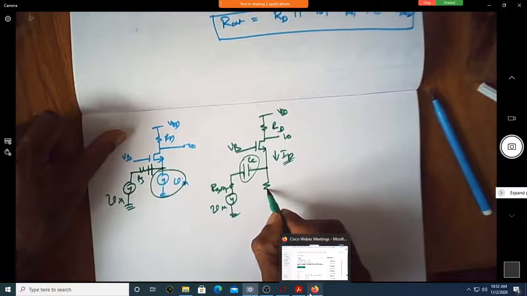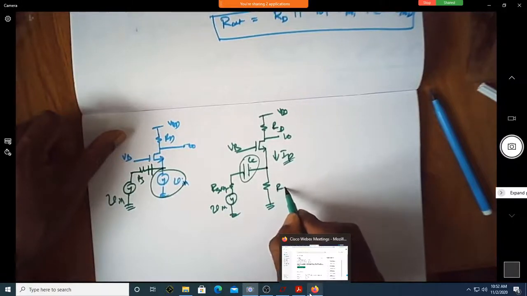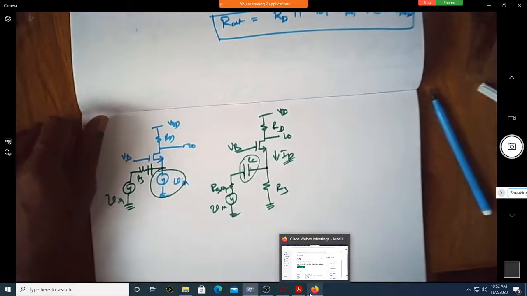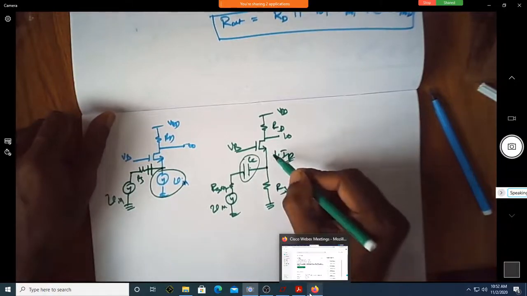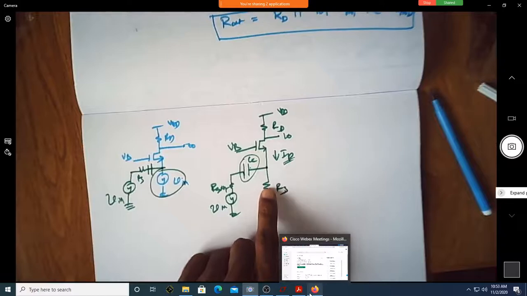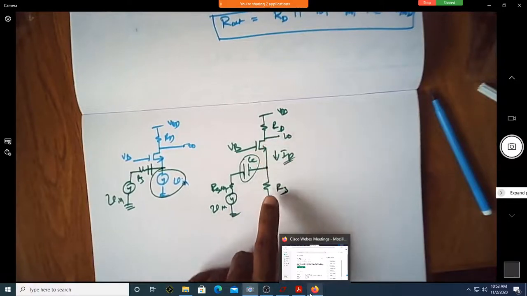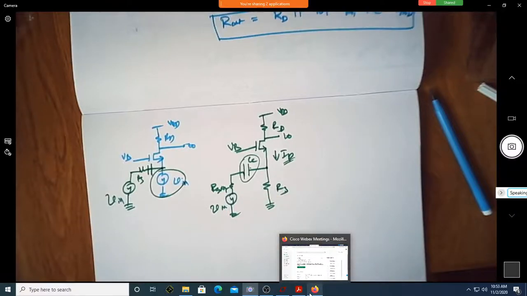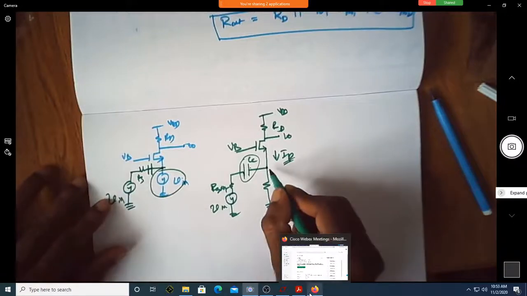You put a resistor R3 now. The purpose of putting this R3 is to make ID flow through this. If there is no R3, the ID would not have flowed at all. If there is no ID, there is no GM. If there is no GM, there is no gain. So can you now tell me what is Vx?